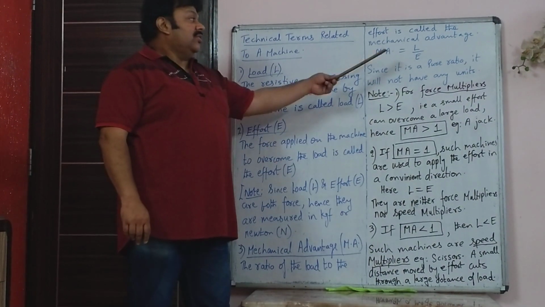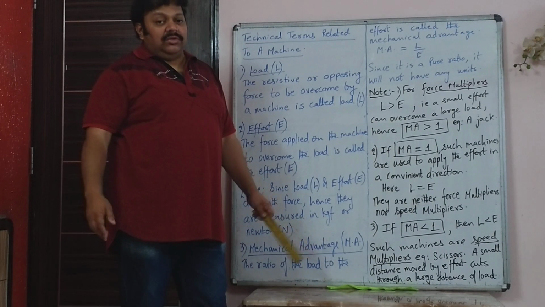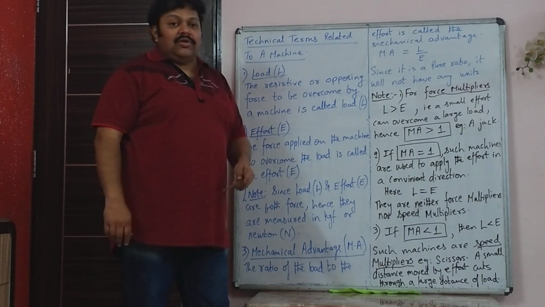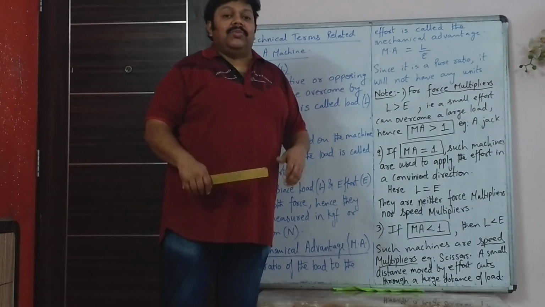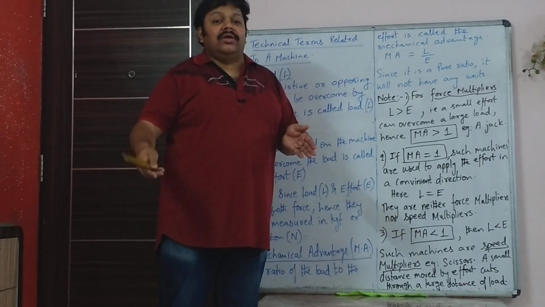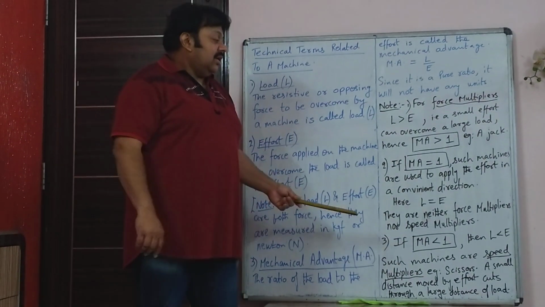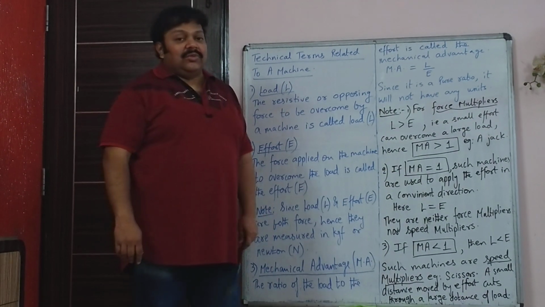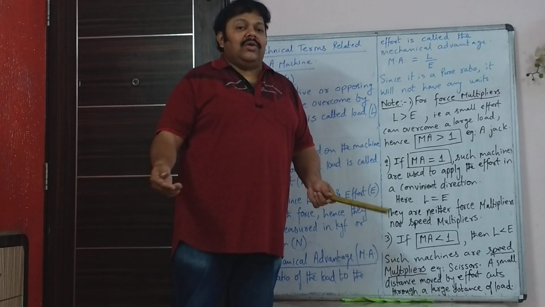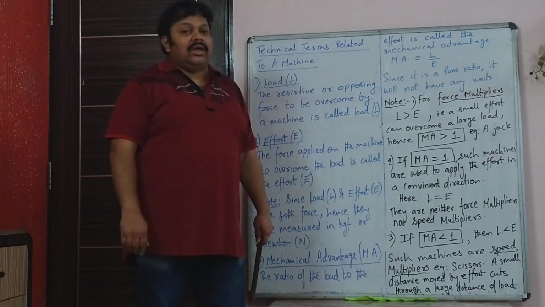Then you have a possibility that load and effort are equal. Like in a seesaw, you could have equal load and effort being applied if 2 equal weights are sitting on either side. So in that case, MA will be 1. So then what is the use of such a machine? It is only used to apply the effort in a convenient direction.